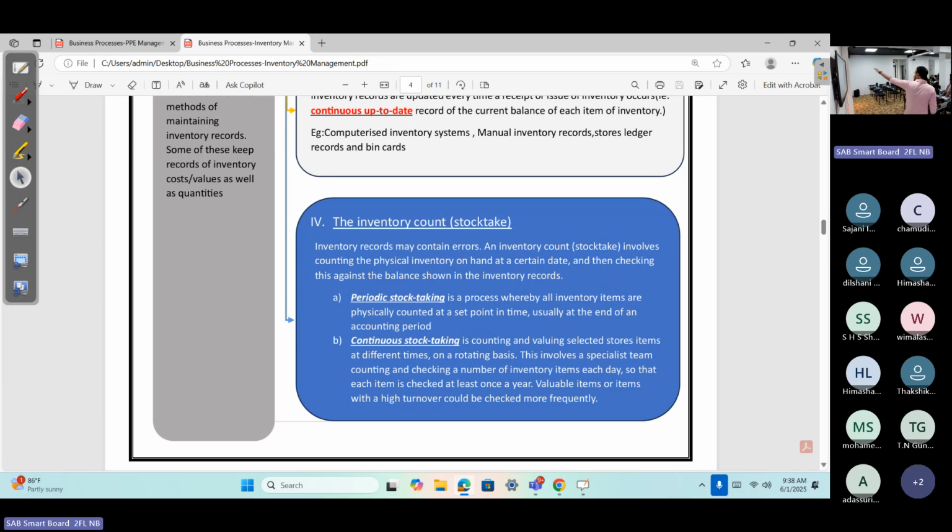Up to this point: first one is recording in the bin card. Second one is giving the identification code. Third one is also recording the inventory with continuous update. Fourth one, physical count. That is the most important thing in inventory management.